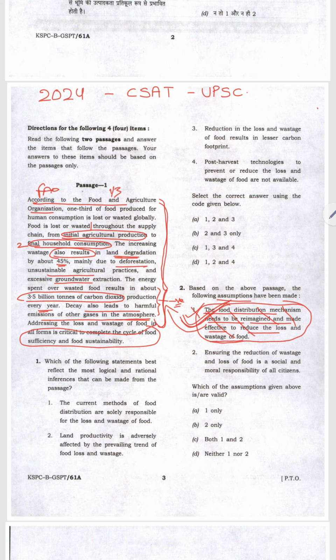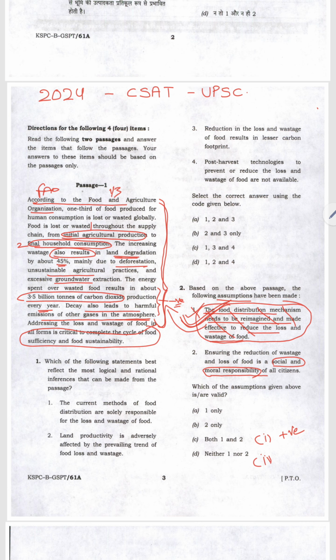Now let us see the second one. Ensuring the reduction of wastage and loss of food is a social and moral responsibility of all citizens. So people might get tricked here. You see, there is nowhere in the paragraph that social and moral responsibility was spoken about. But remember the 2 points which I told you earlier. First point, is it a positive statement? Yes, it is a positive statement, no doubt about it.